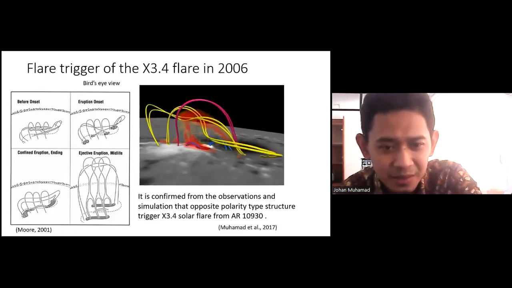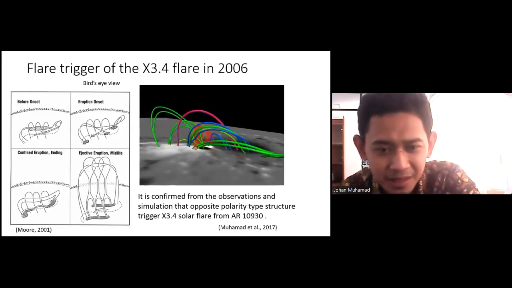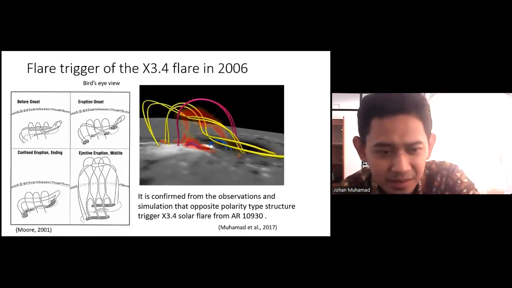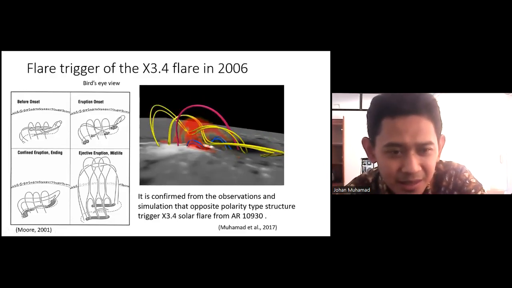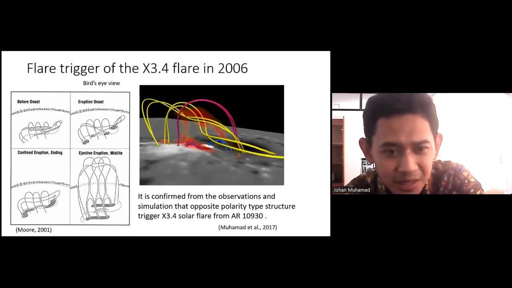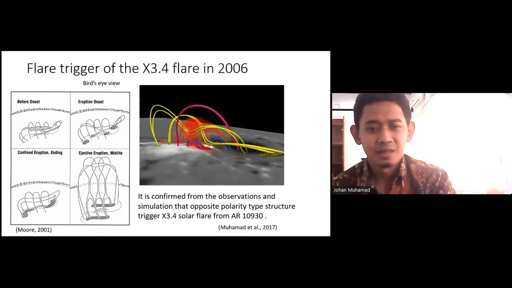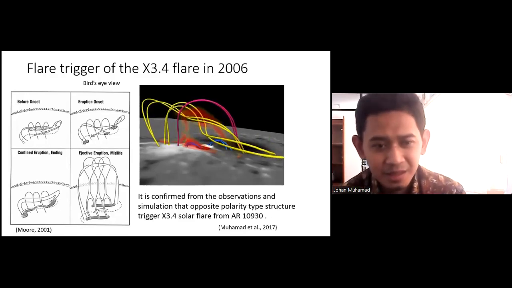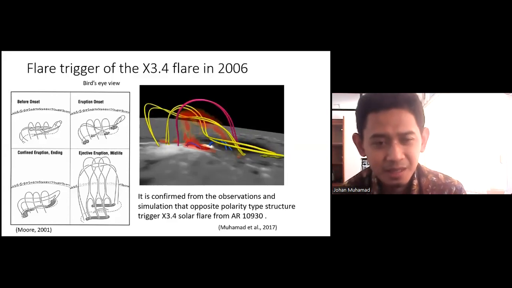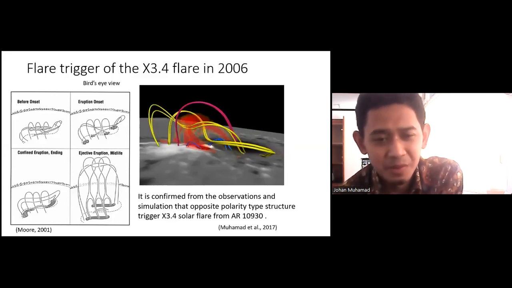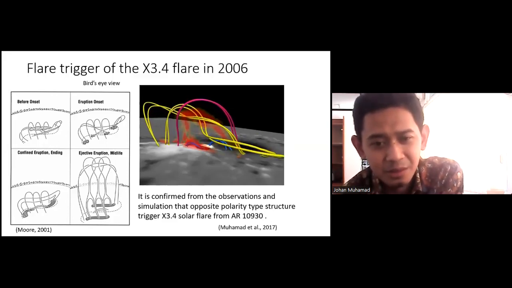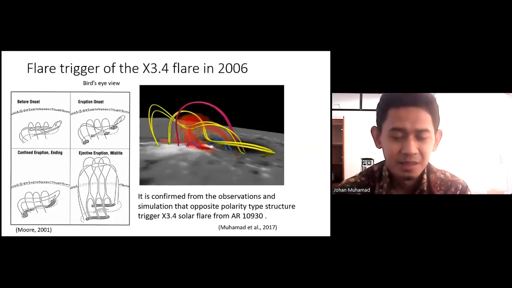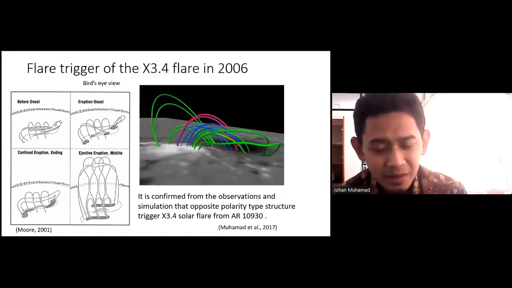Okay, so this is very similar to the concept of the tether cutting model. The left one is the conceptual model, and the right one is the simulation, with which we can recreate the model to be more realistic. So as I mentioned before, the aim of the simulation is to verify or examine whether our conceptual model is valid or not.